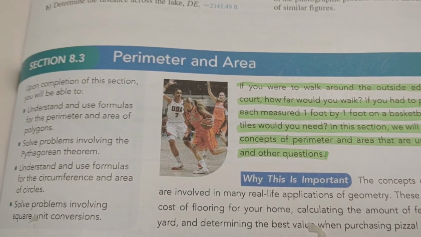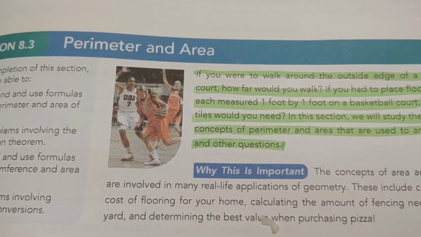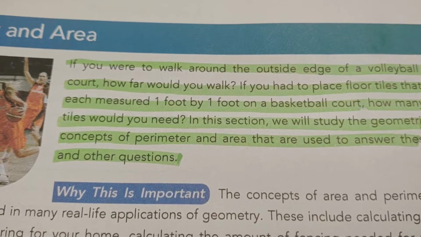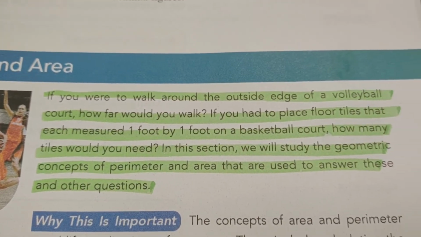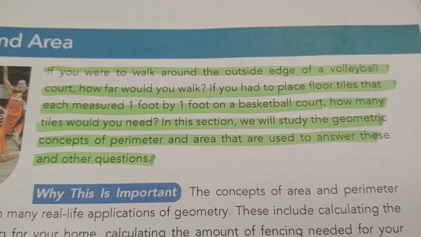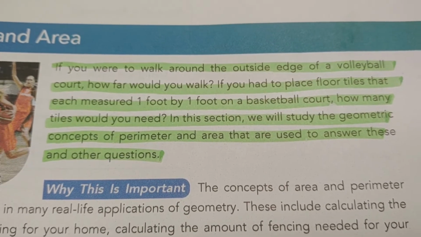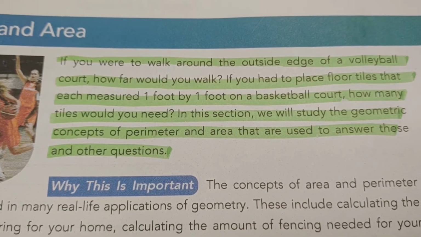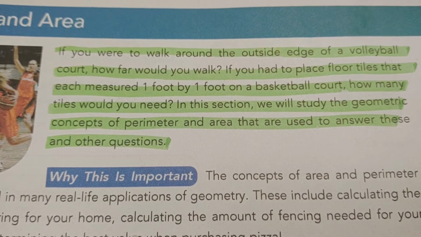Okay, this is Chapter 8, Section 3, Perimeter and Area. Make sure you understand the reason. It says if you were to walk around the outside edge of a volleyball court, how far would you walk? If you had to place floor tiles that each measured 1 foot by 1 foot on a basketball court, how many wood tiles would you need?